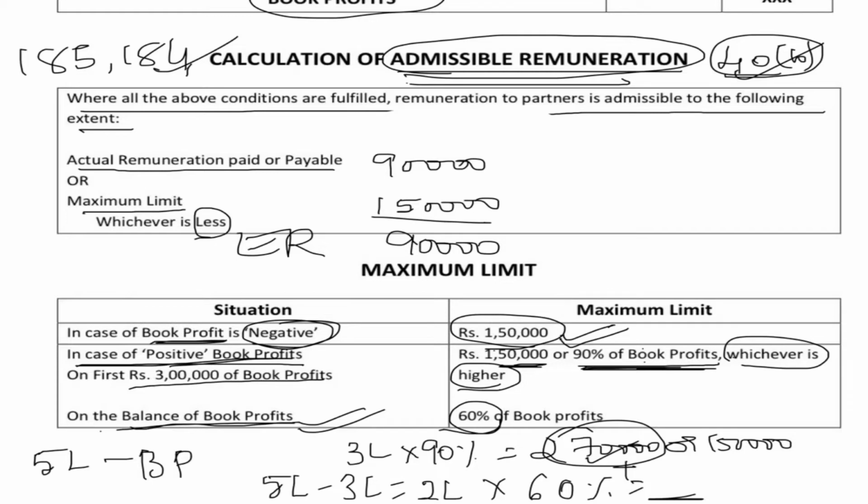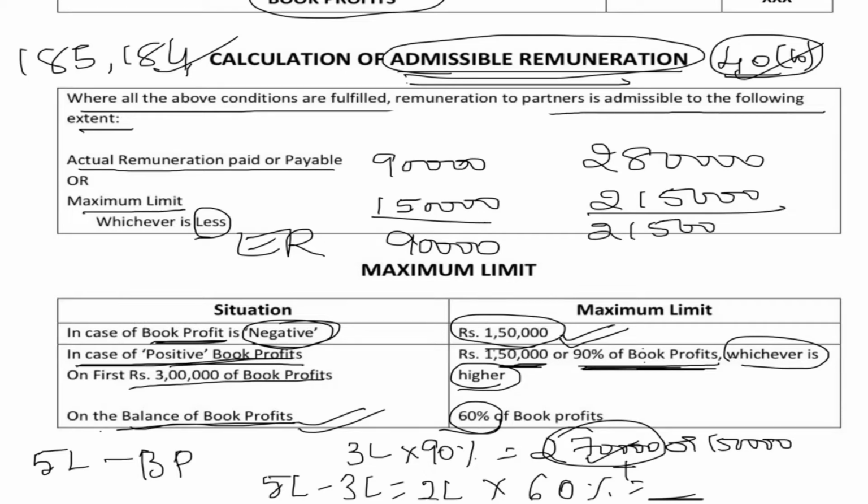For example, let's consider another case. If we have actual remuneration of rupees 2,80,000 and the maximum limit, let's assume, is 2,15,000, then in that case the maximum limit will be the lesser value and hence this will be your eligible remuneration. So whichever value comes least, that will be your eligible remuneration.